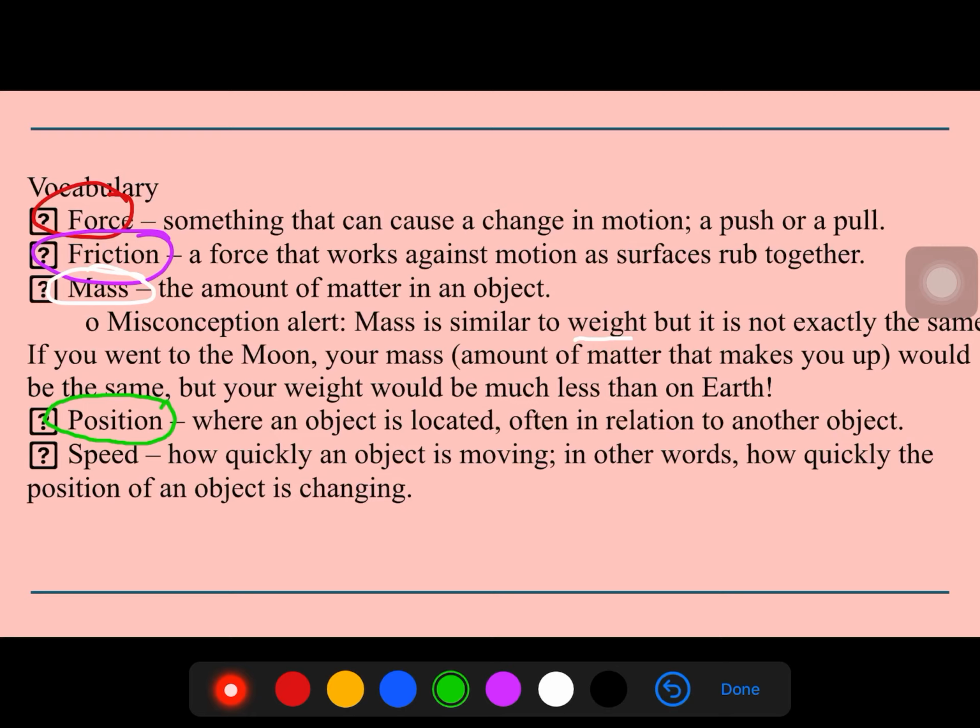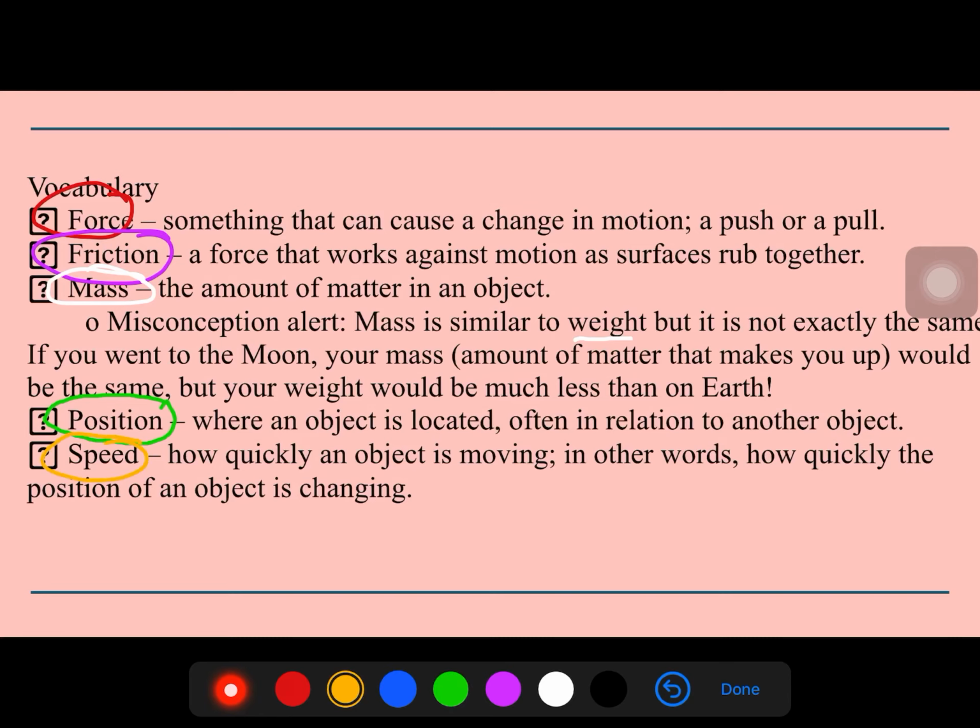Position. Again, not an unfamiliar word, but when I'm talking about this, position is where an object is located. And we usually would say that in relation to another object. So, for example, if your mom asked you to go get a roll of toilet paper, she might say, it's upstairs under the sink. So there we have the position under, with a reference point, this other object, the sink.